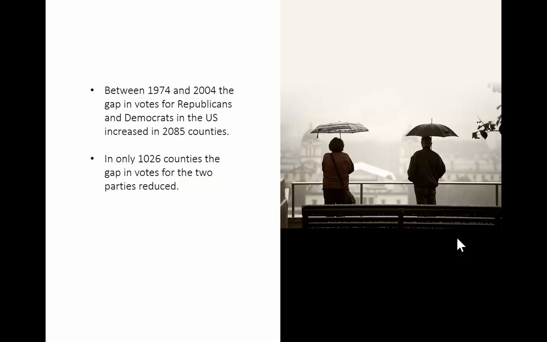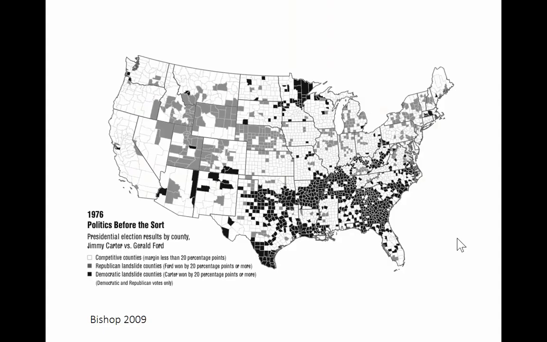Right? So there's this thing happening, going back to this competitive county. These are all these counties in 1976, this is data from the presidential election, Jimmy Carter versus Gerald Ford. And you see the dark, the black, and the gray areas. These were the ones where one candidate had a dramatic win over the other candidate. A landslide vote, here defined as winning over the other candidate with more than 20%. So some areas you could see were more Republican, other areas were more Democrat.